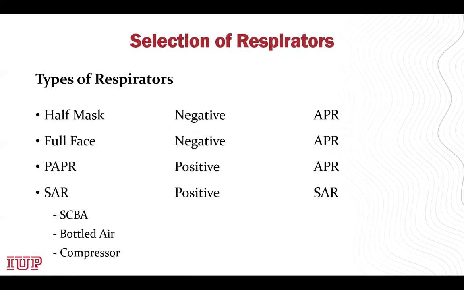With the half mask, you have a negative pressure air purifying respirator. You have a full face negative pressure air purifying respirator. You have a powered air purifying respirator, which is positive pressure. It's air purifying. You have supplied air respirators, which are positive. This includes your self-contained breathing apparatus, bottled air, and compressor.